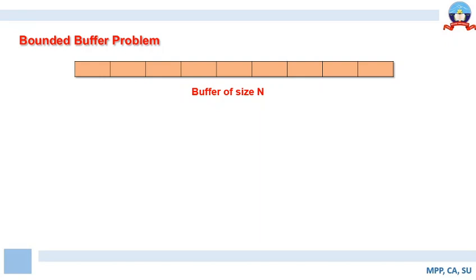The bounded buffer problem has a producer and a consumer. The producer is responsible for producing an item and placing it onto the buffer, whereas the consumer is responsible for selecting an item from the buffer and suitably consuming it as and when required. So this is how the bounded buffer problem is oriented.